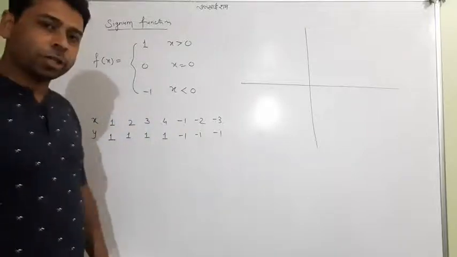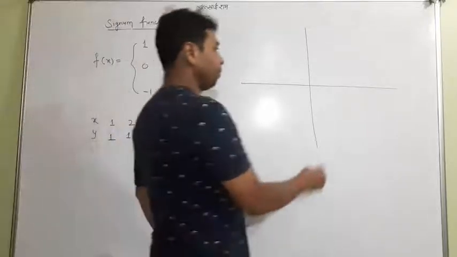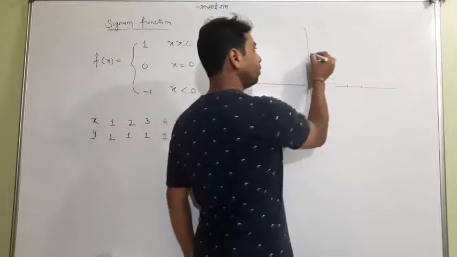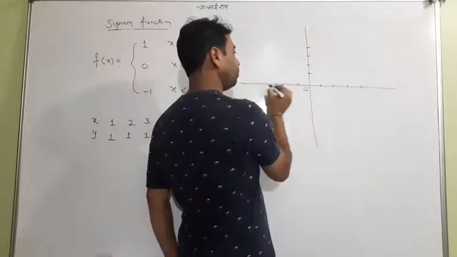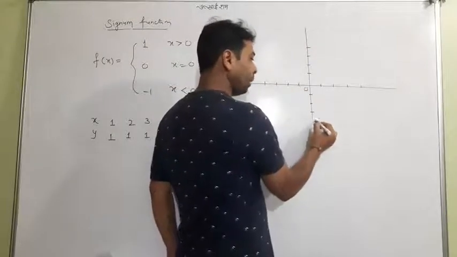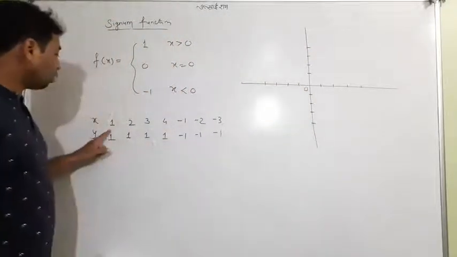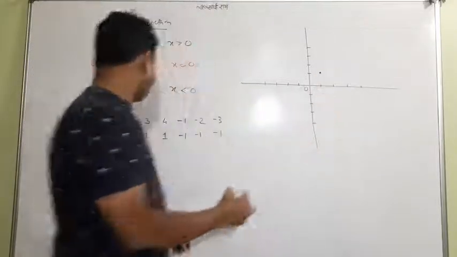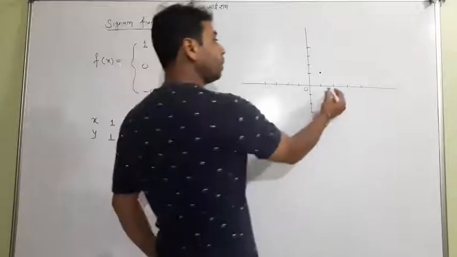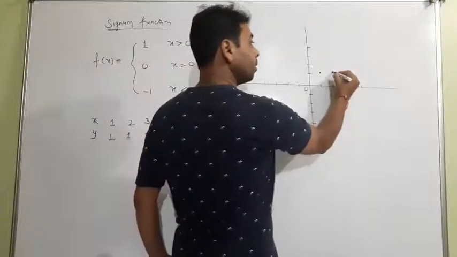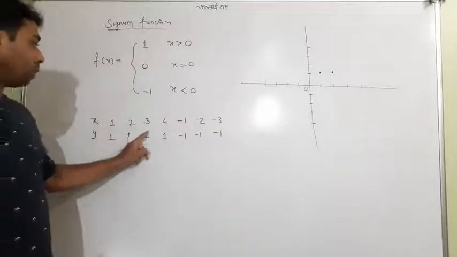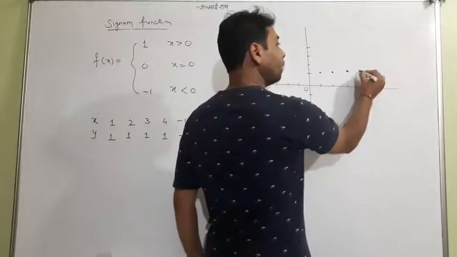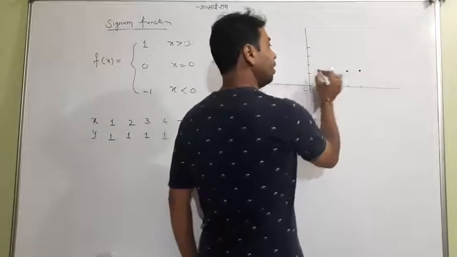So this is very interesting. Now look at the graph. Suppose it is 1, 2, 3, 4 and 1, 2, 3, 4, say this. And try to make the picture. For x equal to 1, y equal to 1. This is the point. For x equal to 2, y equal to 1, it is this. X equal to 3, y equal to 1. X equal to 4, y equal to 1. Same. This is going to be a straight line.